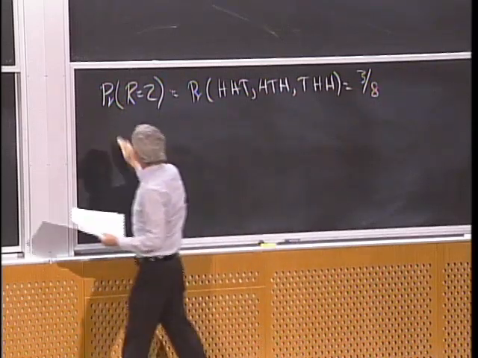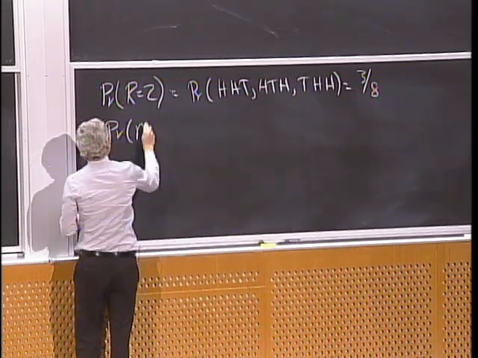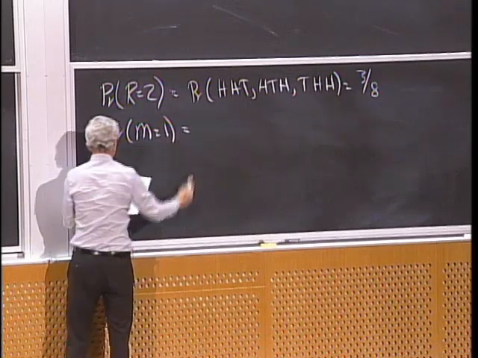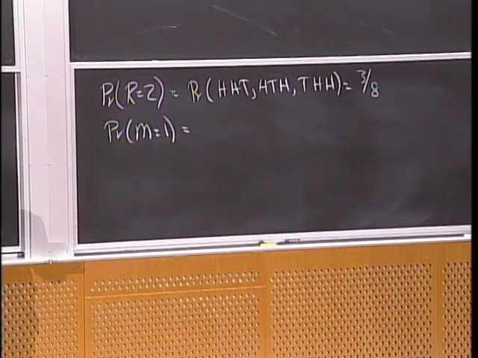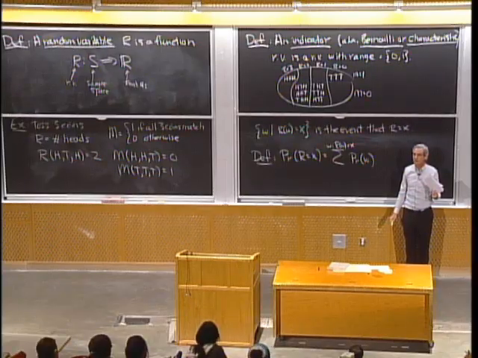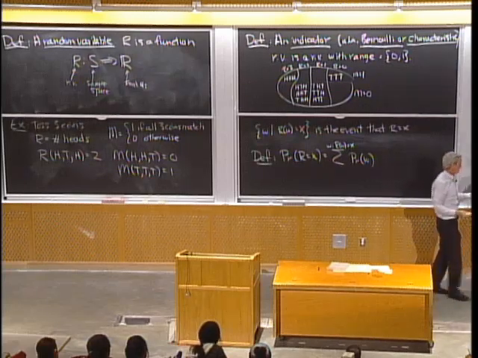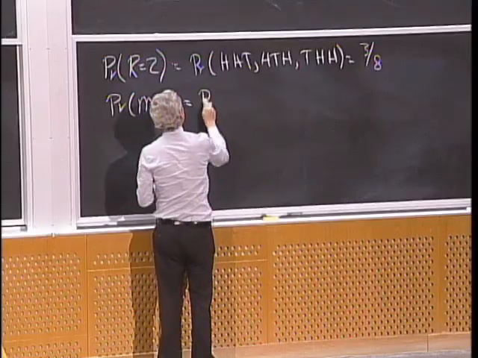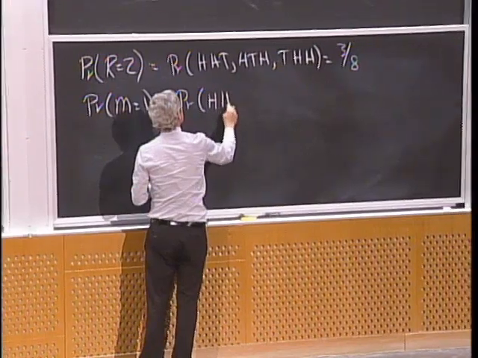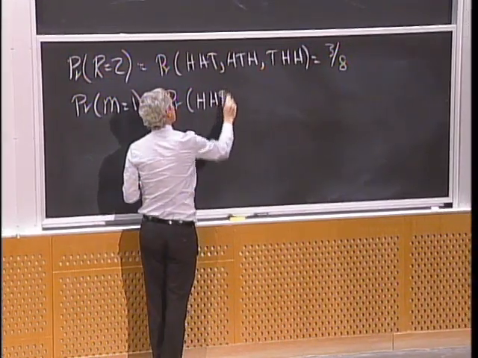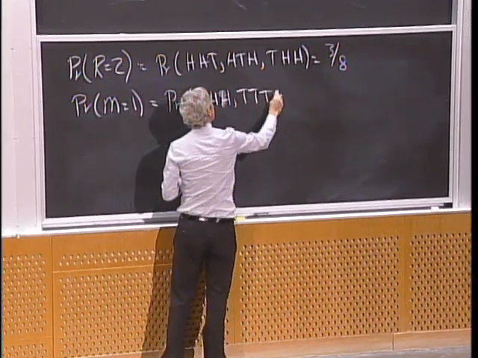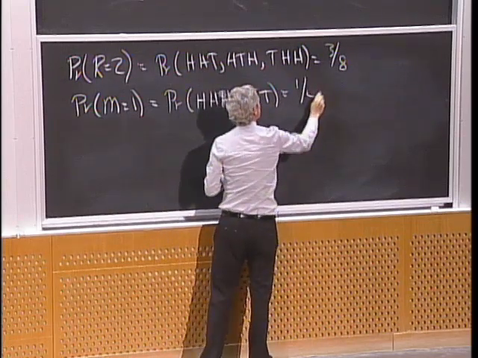Okay. What's the probability that M equals 1? M is 1 if all the coins match. 1/4, because you got 2 cases there, heads, heads, heads. Or tails, tails, tails. And that's 2/8 or 1/4.